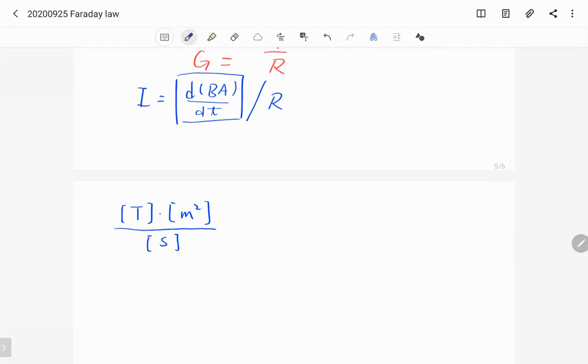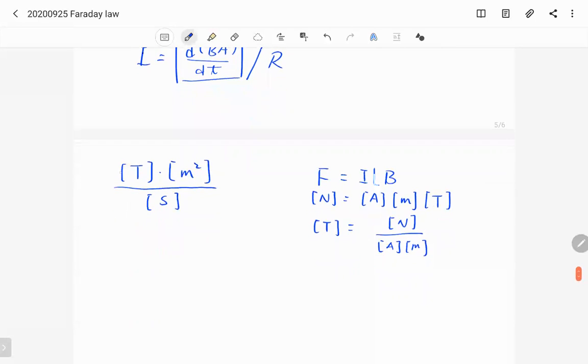Okay, then let's simplify this relation. We know that Tesla could be replaced by the force over the length and the current, because we have the magnetic force equal to the current times the length times the magnetic field. This is a magnetic force on the current. So force has a unit of Newton, current has a unit of ampere, length has a unit of meter, magnetic field has a unit of Tesla. So Tesla could be solved by using Newton over ampere and meter.